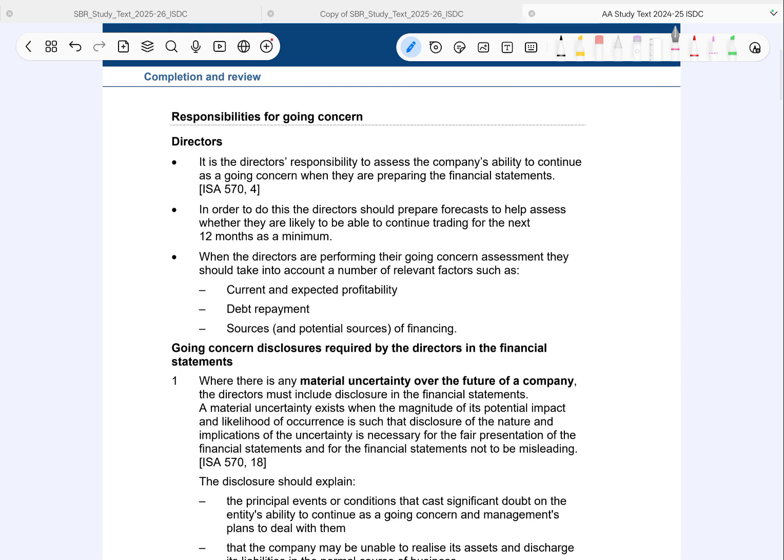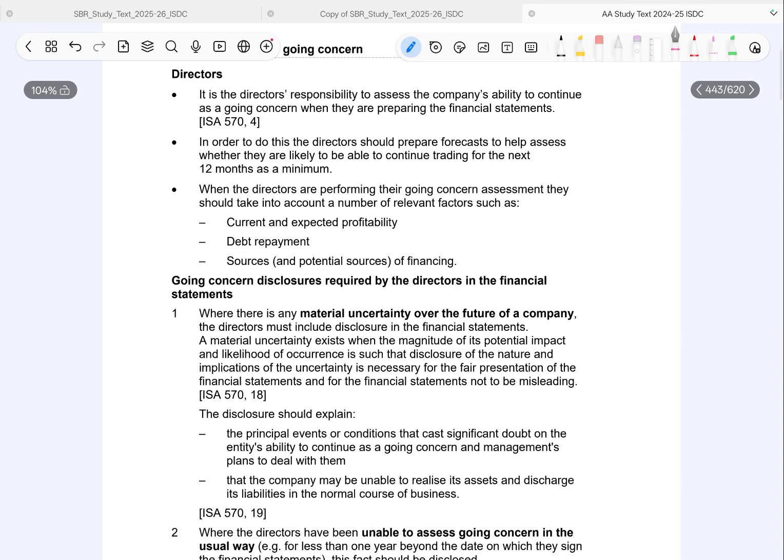Now, let's talk about disclosures because this is where students often miss marks. Material uncertainty. First, if there's serious doubt about the company's future, the directors must disclose it, and not just a vague statement. They need to clearly explain what events or conditions are causing the doubt, what management plans to do about it, and that the company might not be able to realize assets or pay liabilities normally.